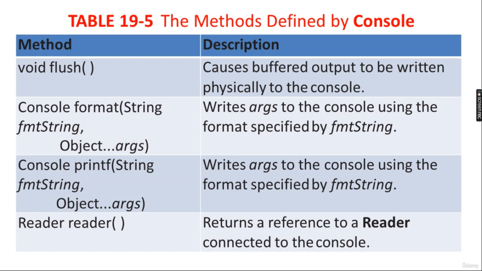Now we will see the methods defined by the Console class. void flush causes the buffered output to be written physically to the console. Then Console format, String format string, Object args, writes arguments to the console using a format specified by the format string. Any format string can be there, such as percent specifiers. Console printf, String format string, Object args, writes args to the console using the format specified by the format string. Then reader returns a reference to the Reader connected to the console.